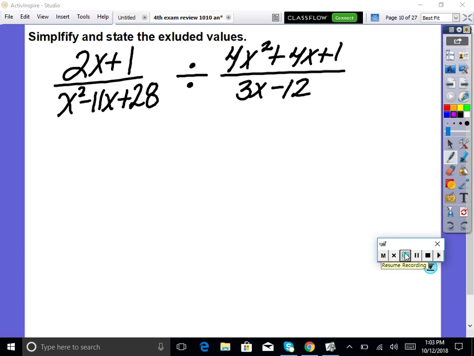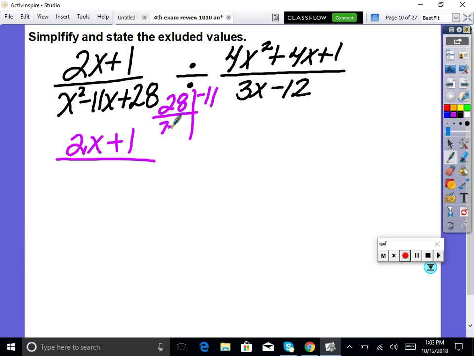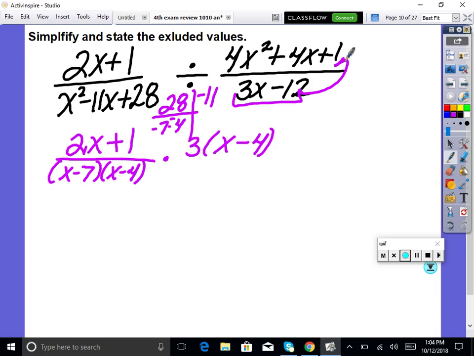So now I'm back to divisions. You'd say with dividing and multiplying, I factor all the parts. So 2x plus 1 doesn't factor. What multiplies to be 28 and adds up to be negative 11? 7 times 4, negative, negative. It quick factors to be x minus 7, x minus 4. Notice you've got to know the steps, and if you do, it's not that bad. So times by 3 and then x minus 4. So I factored that as I flipped it.